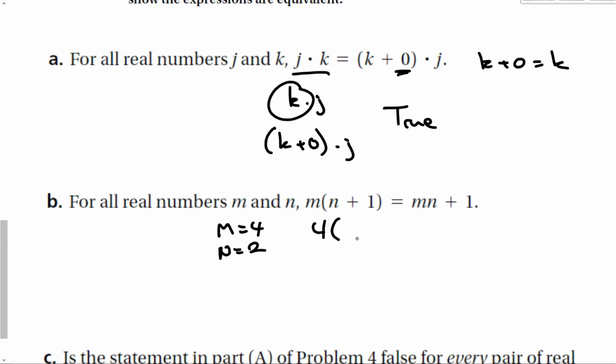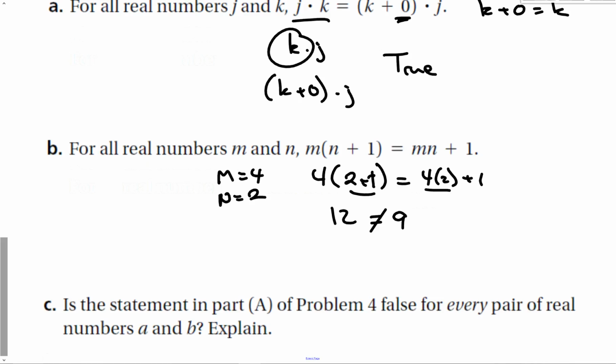So that's going to be 4 times 2 plus 1 is equal to 4 times 2 plus 1. Well, parentheses comes first with order of operations, right? So that's going to be 4 times 3, which is 12, is equal to, now multiplication comes first, that's 8 plus 1, which is 9. So that is not true. And all we needed to do was find one time where it didn't work.